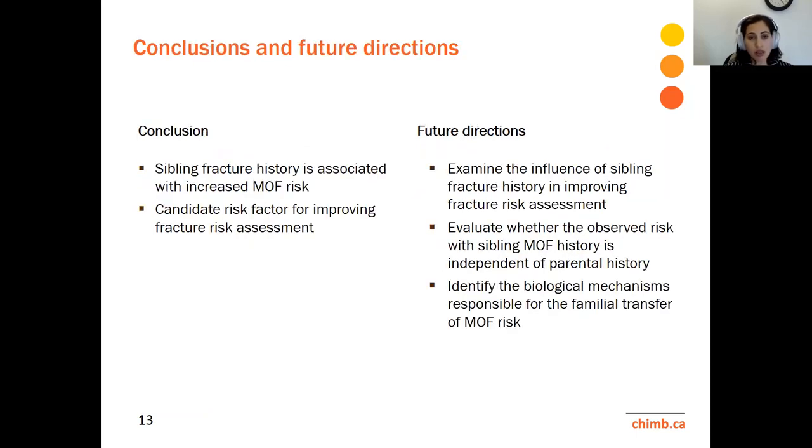In conclusion, we found that sibling fracture history is associated with increased MOF risk. Therefore, sibling fracture history provides a candidate risk factor and should be considered for improving fracture risk assessment. We recommend future studies to examine the influence of sibling fracture history in improving fracture risk assessment and to evaluate whether this observed risk is independent of parental history. We also recommend studies to identify the biological mechanisms responsible for the familial transfer of MOF risk.